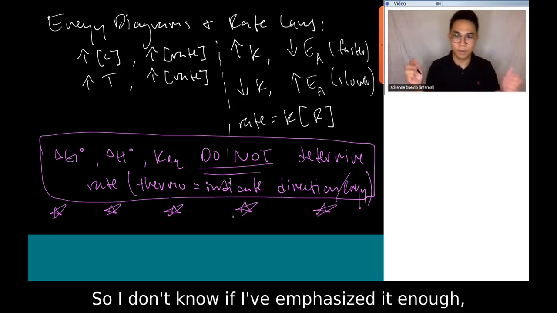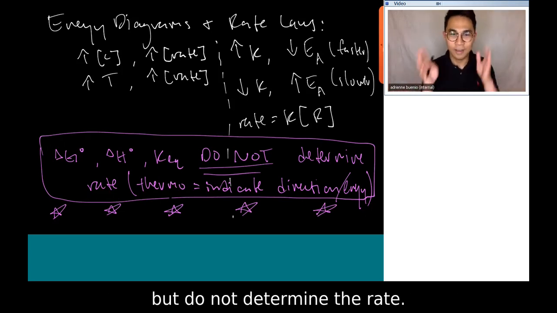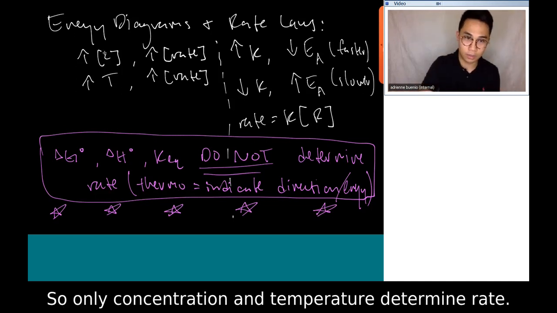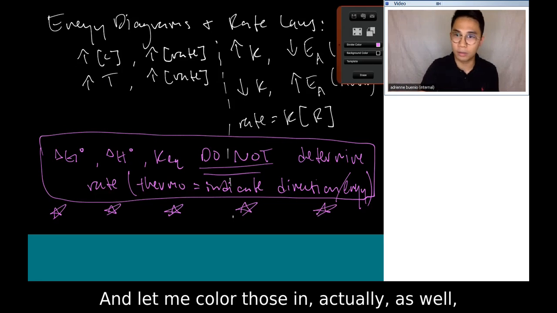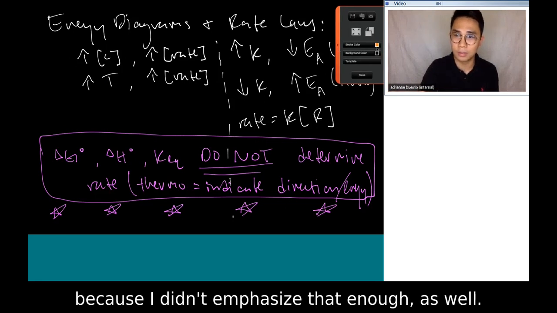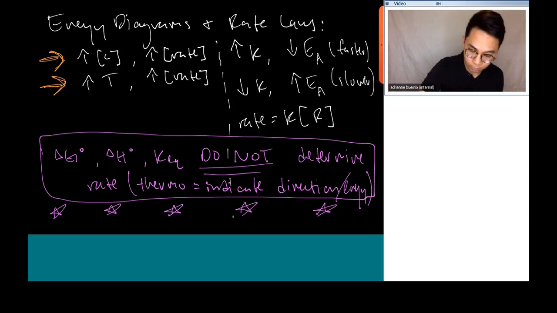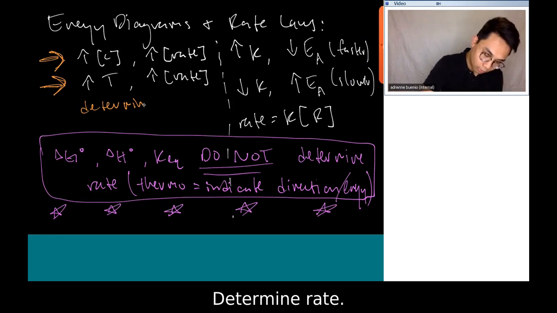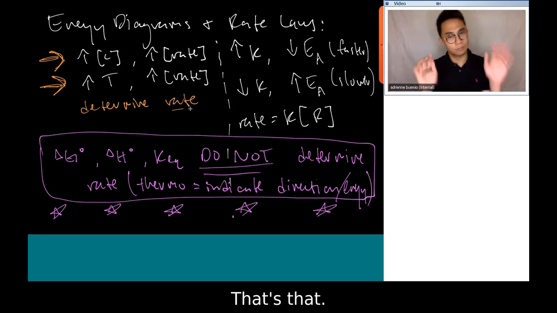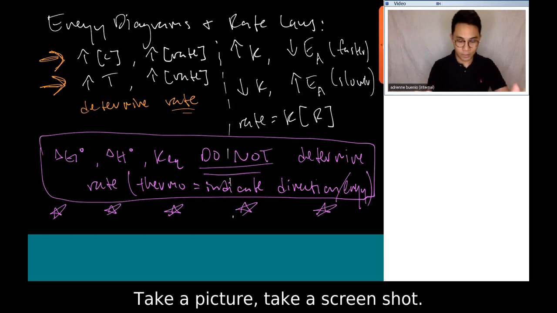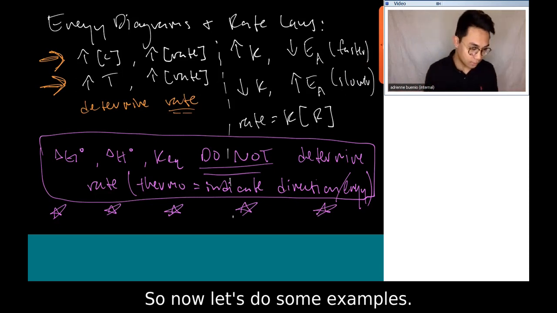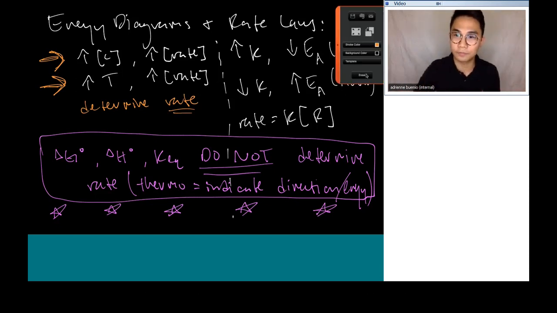Okay, so I don't know if I've emphasized it enough, but these do not determine the rate. Only concentration and temperature determine rate. Let me color those in as well because I didn't emphasize that enough. So only these two determine rate, right? Okay, that's that. Take a picture, take a screenshot. Okay, so now let's do some examples.